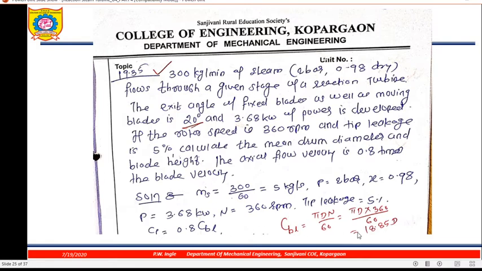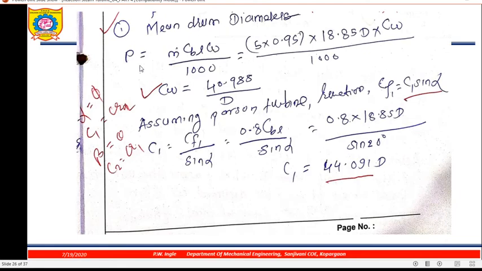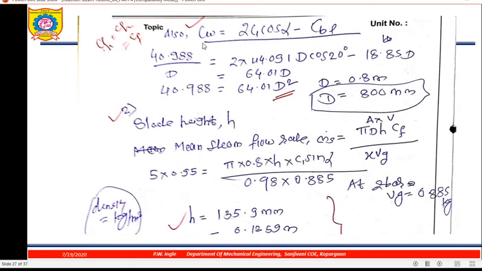So CBL is pi D N by 60. Okay, so we'll go step by step. Power is what? M dot CBL CW. Power is given. Okay, so by using this power formula you can calculate what? CW. It is 40.988 upon D. So assuming Parsons turbine, CF1 equal to C1 sin alpha. So C1 equal to 44.091 D. We don't know the value of D. Also CW equal to twice C1 cos alpha minus CBL. This formula also we have discussed. Okay. So put the value of CW, put all values, you will get the value of D.